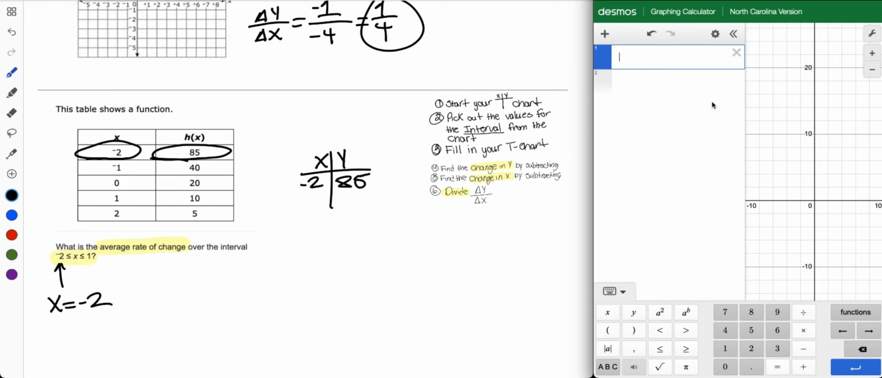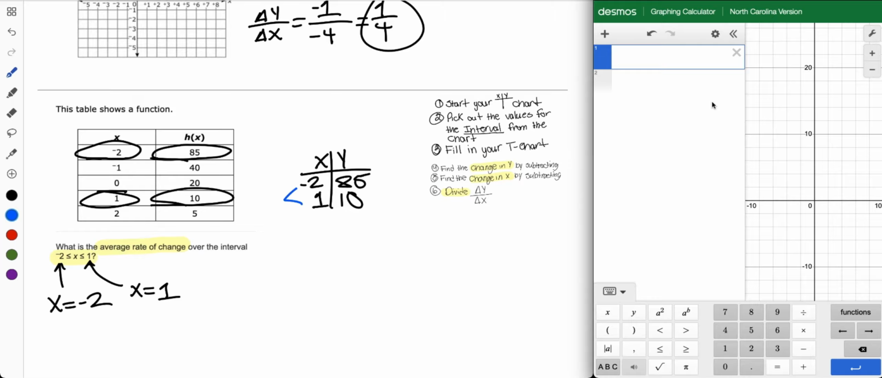And then the same thing, this one here, it says less than or equal to 1. That's the same thing as saying x is equal to 1. So we look in our table for a positive 1, which is here, and the y value that goes with it is a 10. So that means our ordered pair will be 1, 10. Okay, now that we have our t-chart filled in, we can find our change.